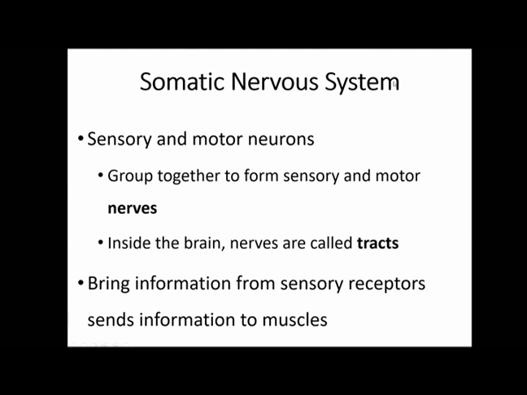And our somatic nervous system is going to bring information from our sensory receptors, so bringing it in and sending information out to our muscles. And so because it's involving our muscles, this part of our nervous system is going to be involved in when we're making voluntary movements. So if you choose to contract the muscles in your hand, if you choose to move your hand, you are making a voluntary movement. And that's what this part of our nervous system is involved in.